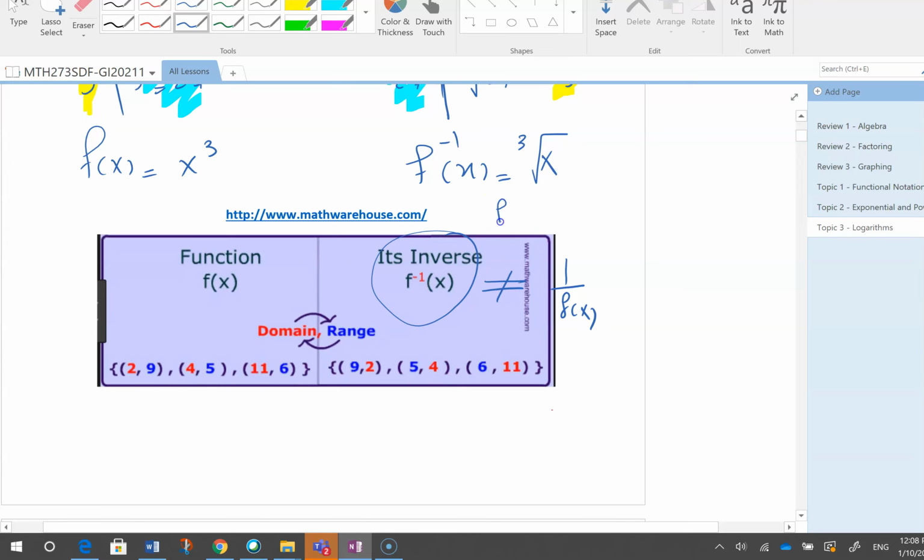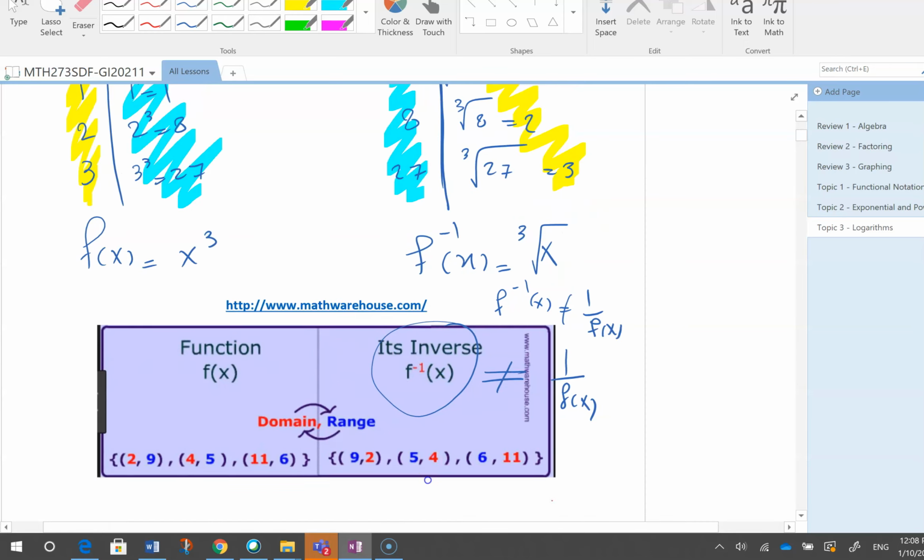But this is not 1 over f(x). No, it's not. It's not 1 over f(x). It's not like f power minus 1 in the sense of a reciprocal. No, I just show it this way. That's a symbol, like my name.